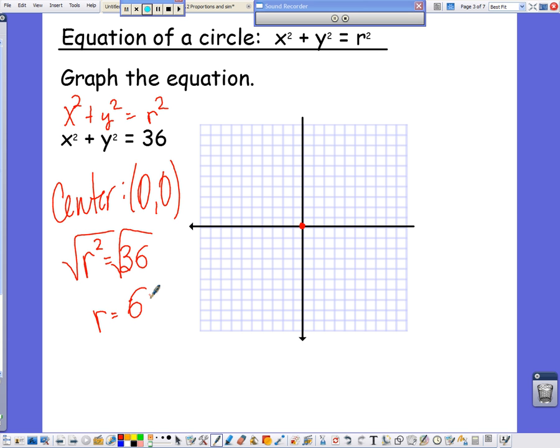And then to graph this, it's 1, 2, 3, 4, 5, 6 in each direction. We're just going to go in all different directions.